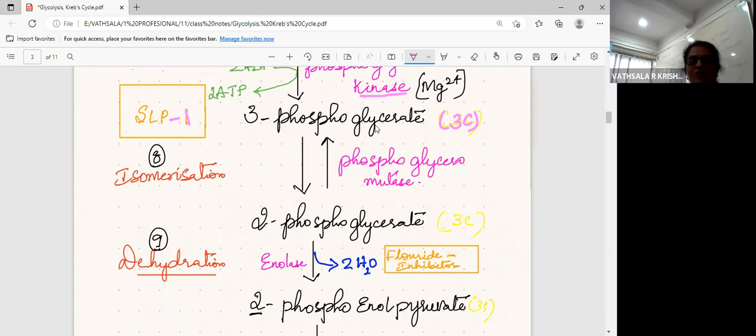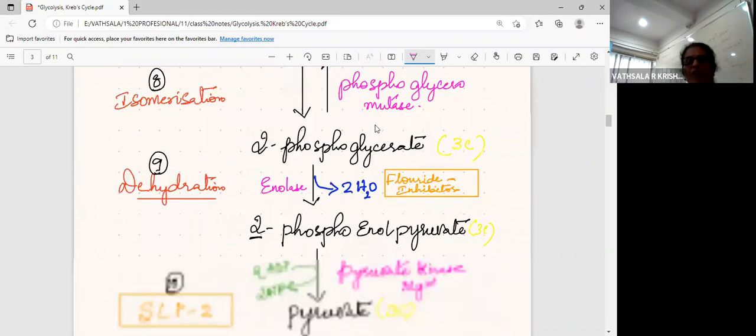Phosphoglyceromutase. 2-phosphoglyceric acid will become 2-phosphoenol pyruvate. That is enolase, and there is a removal of water, hence this particular step is dehydration. Fluoride can inhibit this reaction, so fluoride inhibits this enolase.